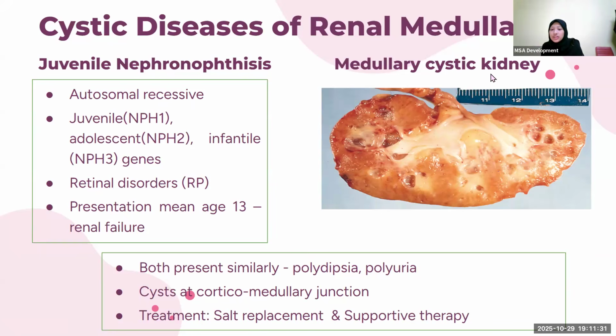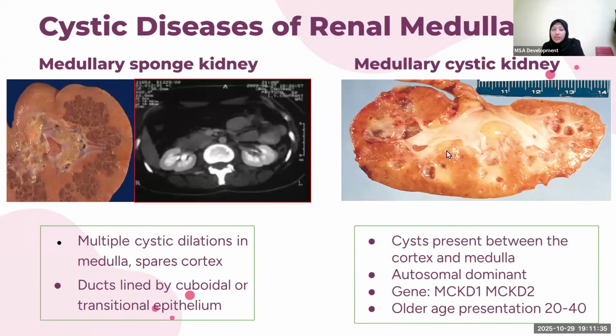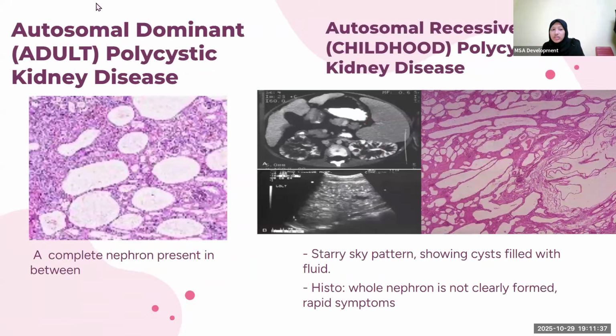Medullary cystic is autosomal dominant, less severe, with an older presentation. Same as with polycystic, this one was dominant, less severe. Recessive is more severe. Okay.